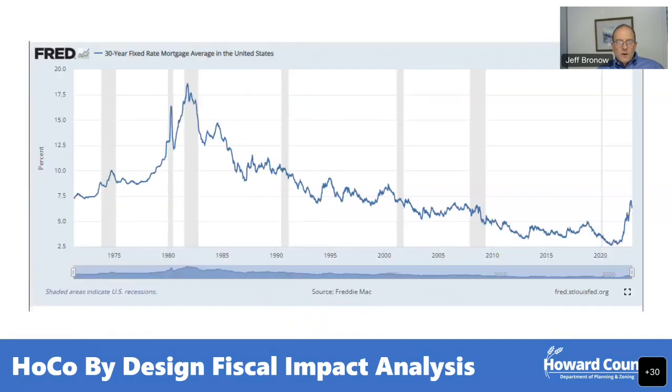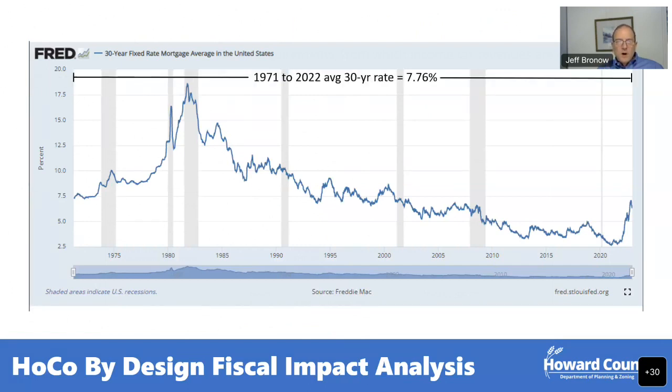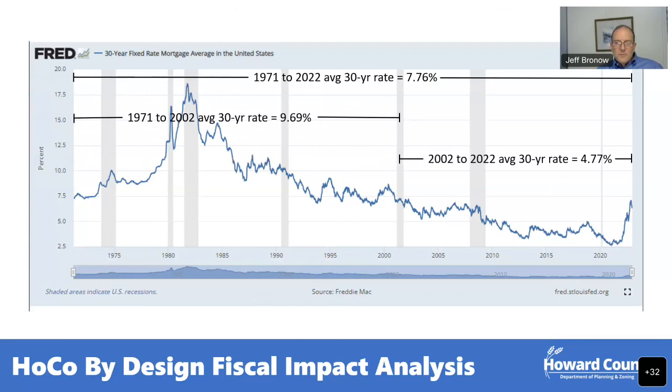So if we wanted to look at the 30-year fixed rate, it has increased. First of all, if you look at the long-term history from 1971 to 2022, this is from Freddie Mac. The average rate is 7.76%. From 1971 to 2002, it's high. You can see it very high in the 80s, and the average is 9.69%. Then from 2002 to 2022, the last two decades, the average is relatively quite low, at 4.77%.